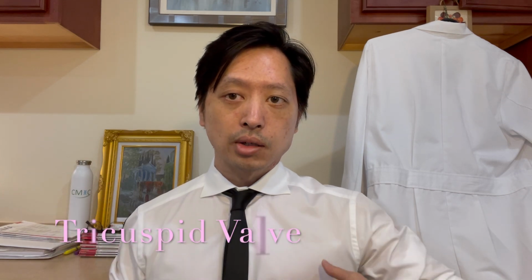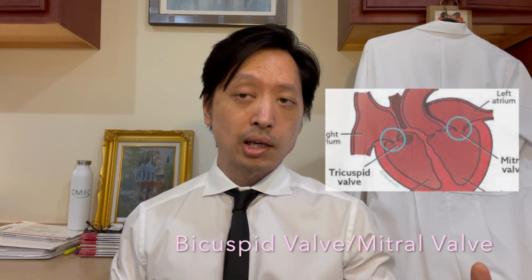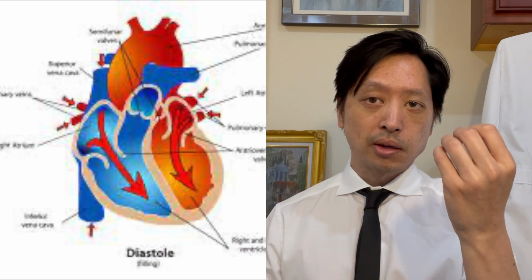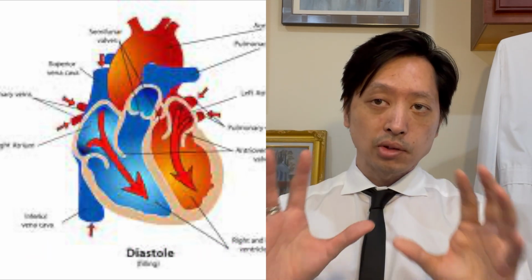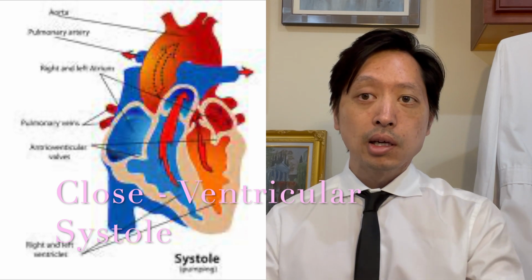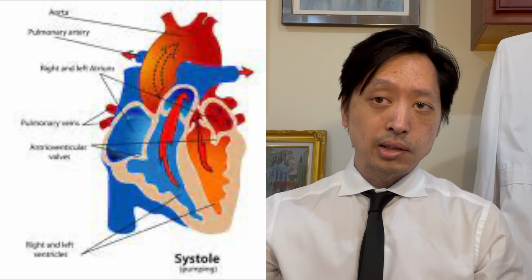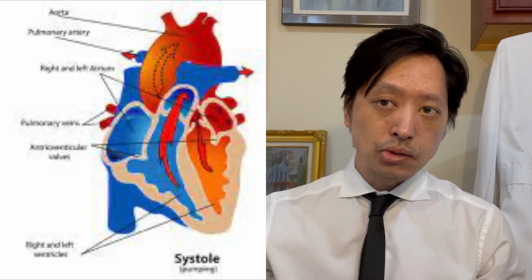On the right side, you have the tricuspid valve. On the left side, you have the mitral valve, or another name for it is the bicuspid valve. These valves open up during ventricular diastole, so when the ventricle fills with blood, these valves open up. And during ventricular systole, when the heart pumps, when the ventricle contracts, these valves close tightly to prevent the blood from regurgitating back into your atria.